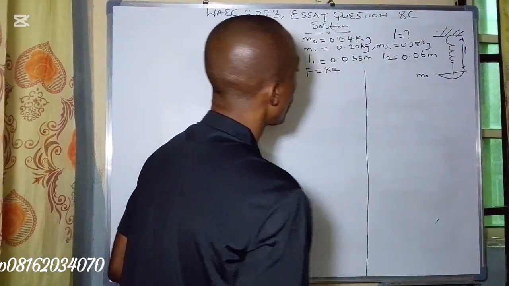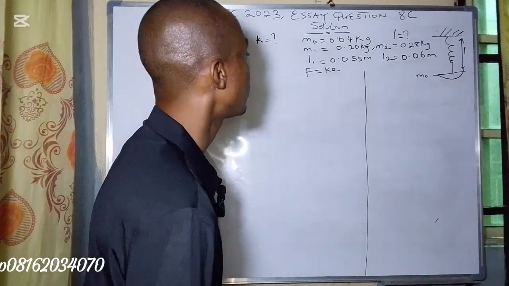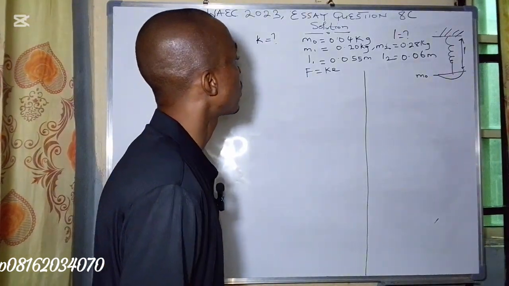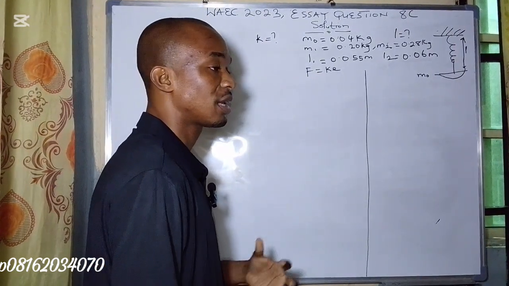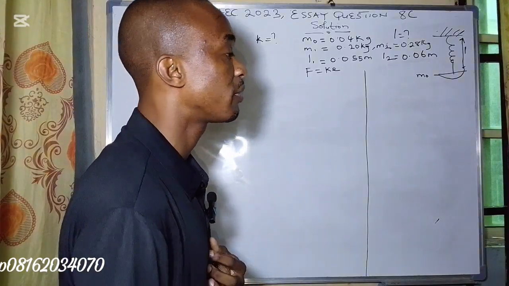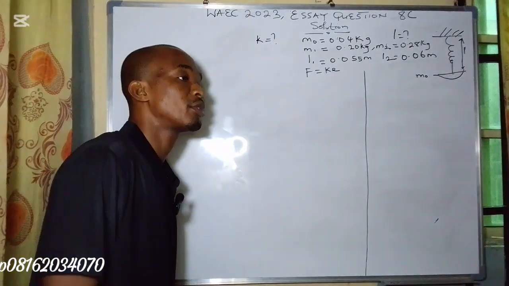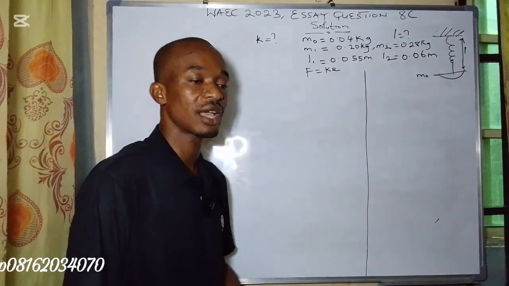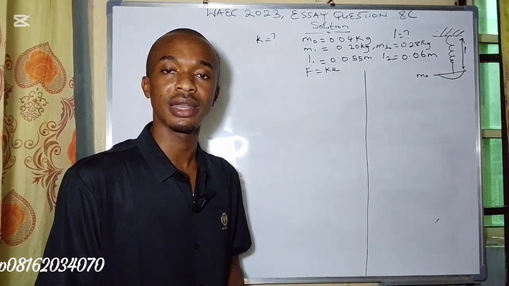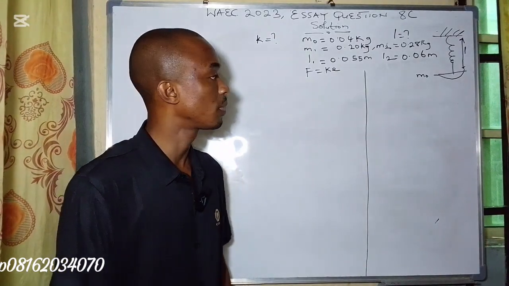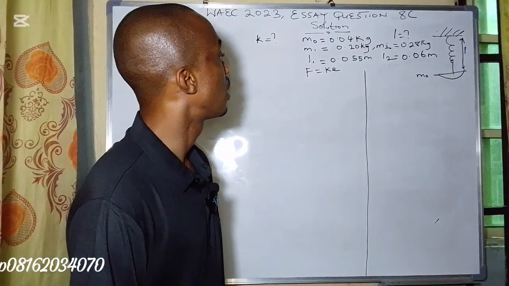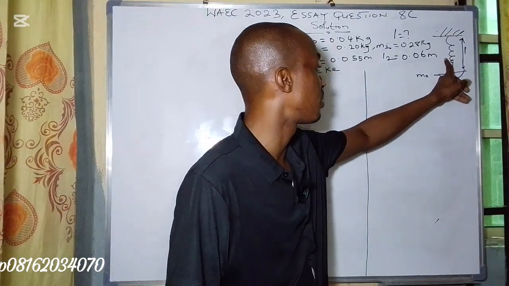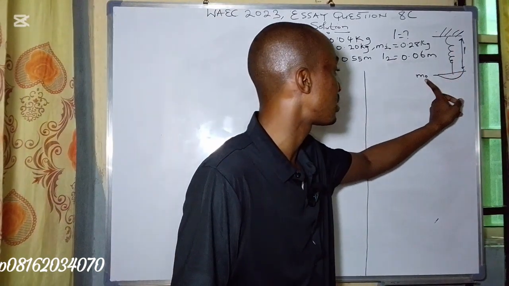What we are dealing with here is the elastic property of solids. What is elasticity? Elasticity is the ability of a material to return back to its original shape and size after being stretched by an applied force. So you can see this spring is an elastic material. It has a natural length L and the pan has a mass m0.